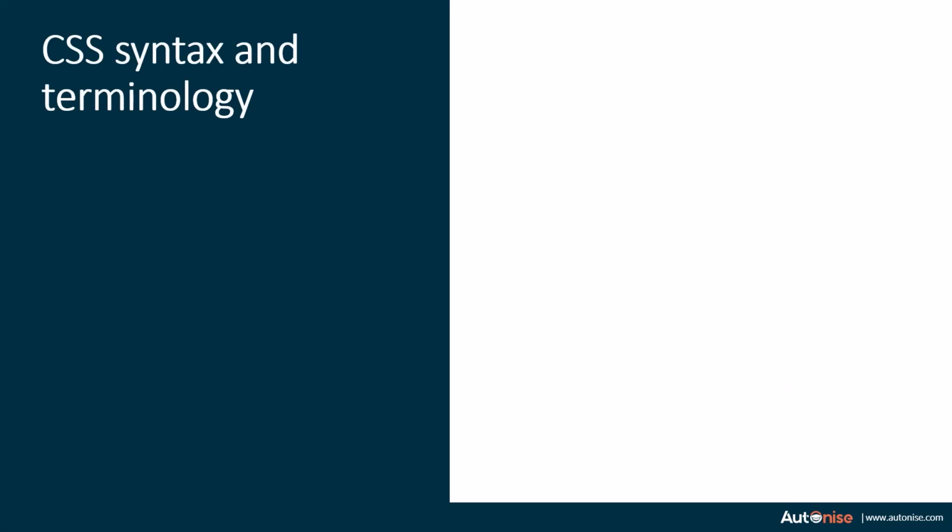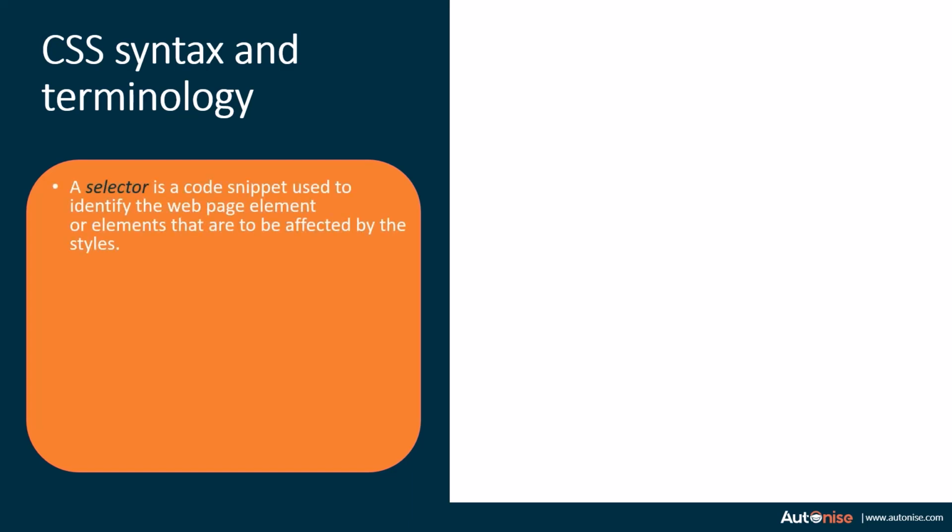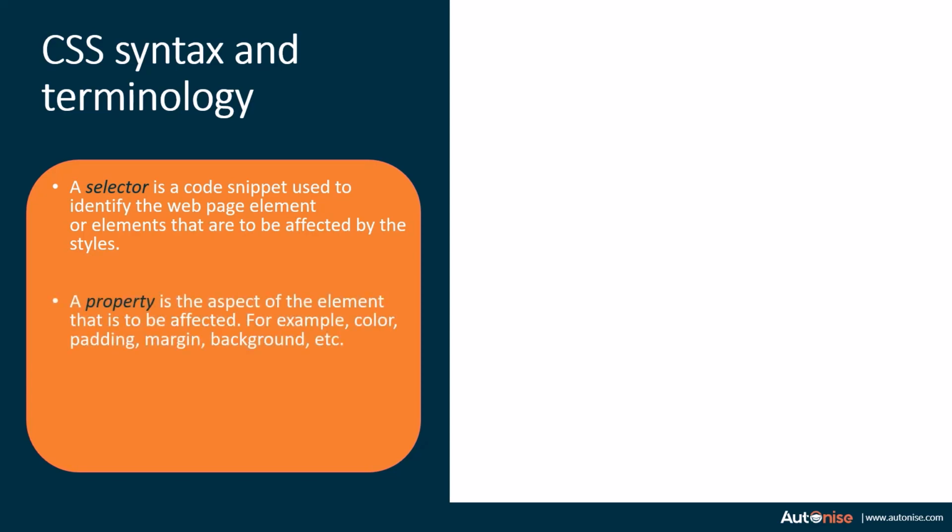Moving on, let us start understanding the CSS syntax and terminology. In CSS, a selector is a code snippet used to identify the web page element or elements that are to be affected by the styles. A property is the aspect of the element that is to be affected. For example, color, padding, margin, background, etc.